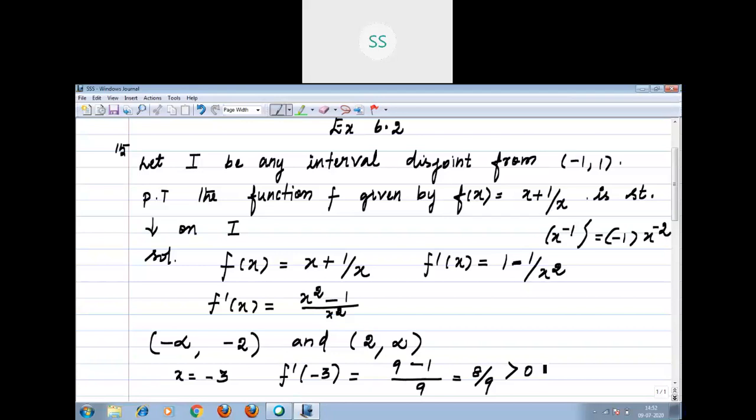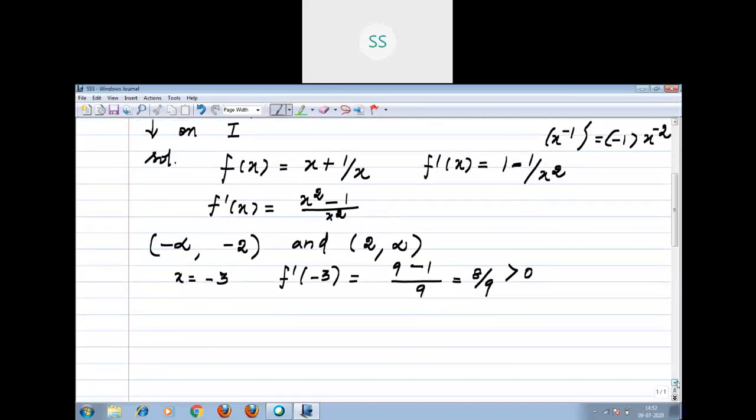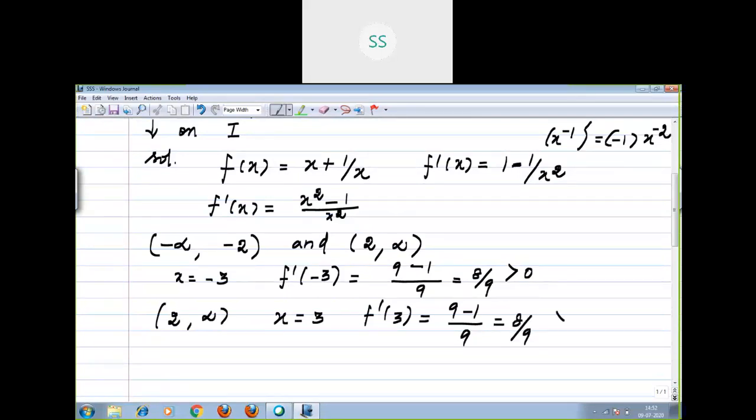Next, I will pass on to the interval 2 comma infinity. I am going to give an example for that also. Here you can assign x is equal to 3 or whatever value you want. f dash of 3 equal to, again, 9 minus 1 by 9, which is equal to 8 by 9, greater than 0. Minus infinity to minus 2, 2 to infinity, the function is strictly increasing.